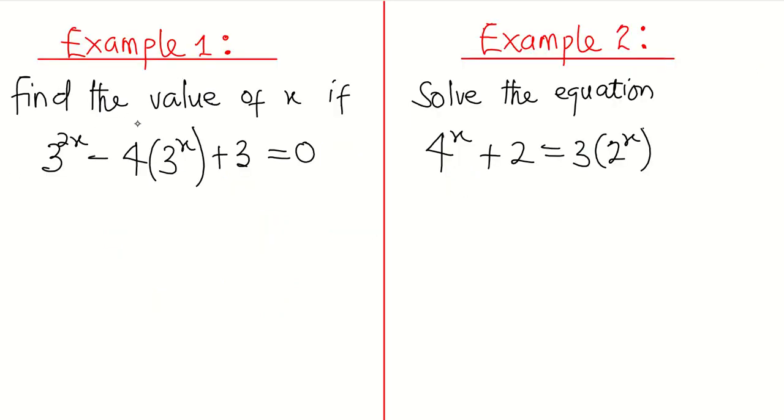In our first example, we are saying: find the value of x if 3 exponent 2x minus 4 multiplied by 3 exponent x plus 3 is equal to 0. So our question is 3 exponent 2x minus 4 multiplied by 3 exponent x plus 3, which is equal to 0.